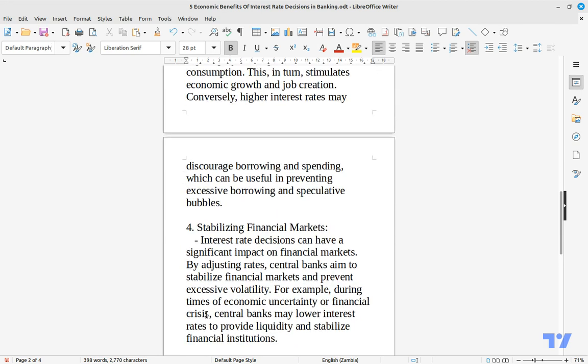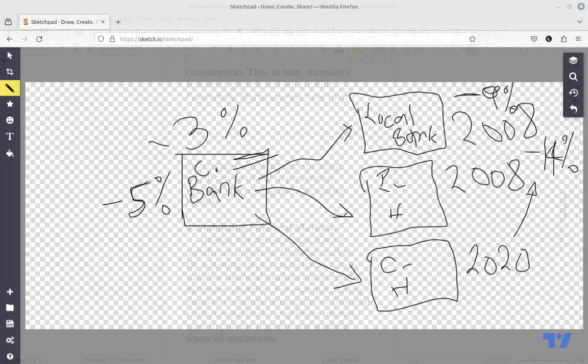Now, number four, benefit of interest rates is stabilizing financial markets. Now, interest rate decisions can have a significant impact on financial markets. By adjusting interest rates, central banks aim to stabilize financial markets and prevent excessive volatility. For example, during times of economic uncertainty or financial crisis, central banks may lower interest rates to provide liquidity and stabilize.